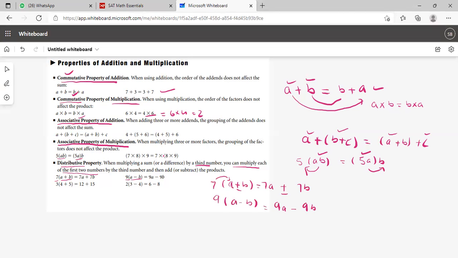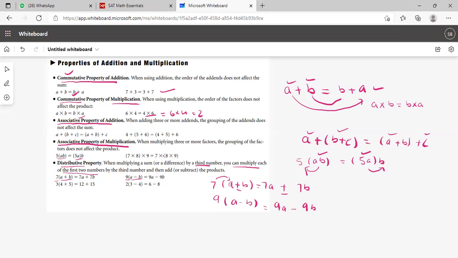When it comes to associative, we have to deal with the brackets as well. We have brackets in this property, and the rule says that either you can add these two first and then add this, or you can add these two first and then add this one. The answer would be same. And the associative property of multiplication is similar.